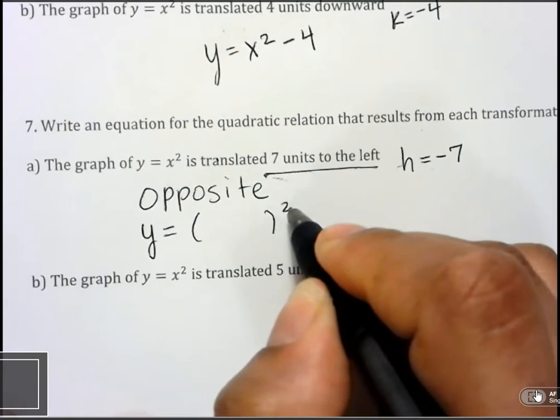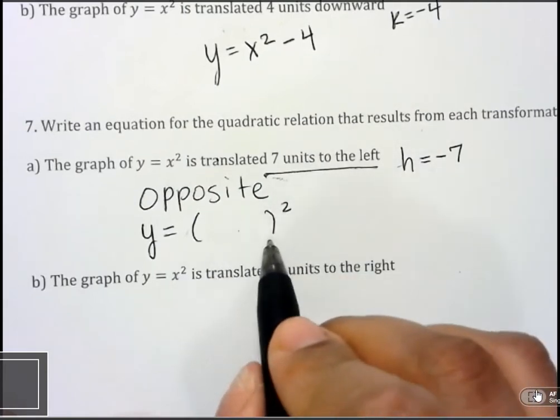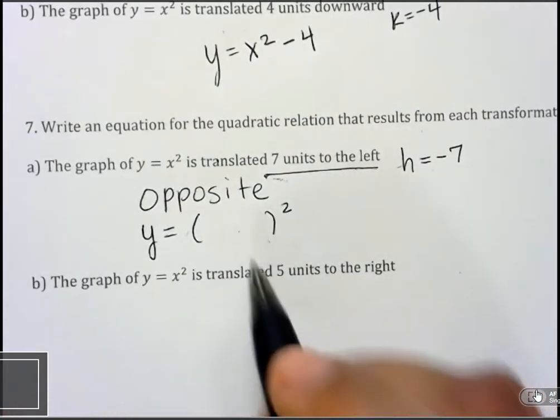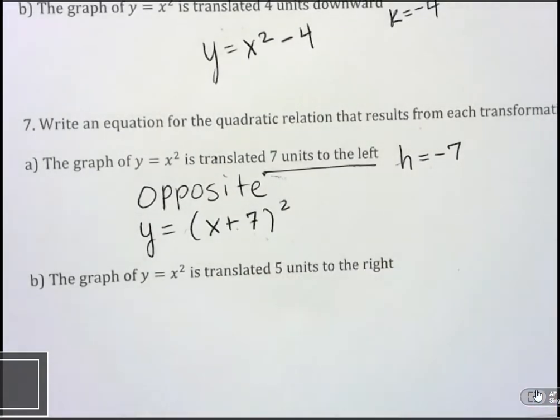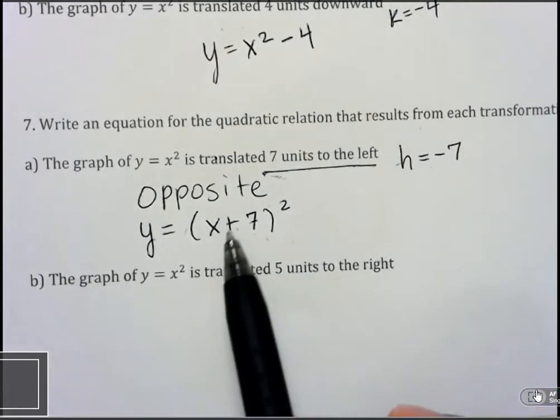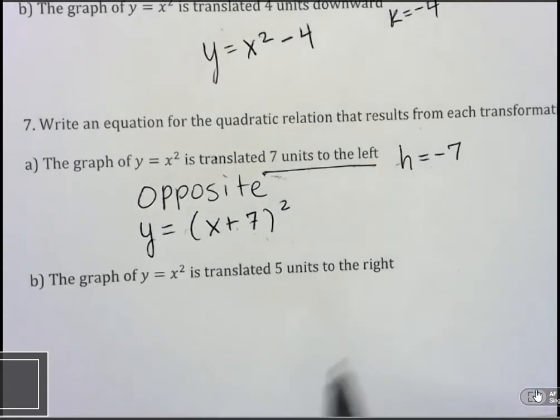H modifies the x inside the parentheses. So it's going to be x plus 7 squared. The opposite goes back into the function.